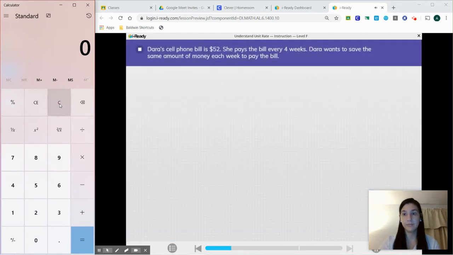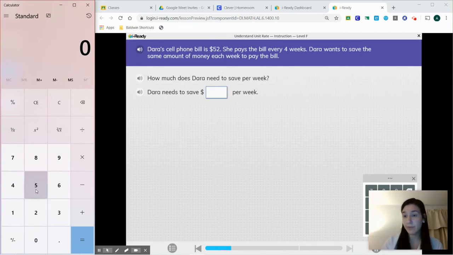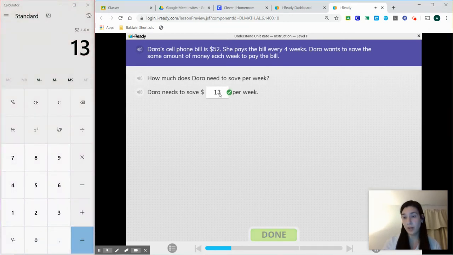Dara's cell phone bill is $52. She pays the bill every 4 weeks. Dara wants to save the same amount of money each week to pay the bill. Okay, so how much does Dara need to save per week? We're going to find the unit rate right away. So $52 for 4 weeks. We're going to do 52 divided by 4, which will give us 13. So she needs $13 each week. Great.